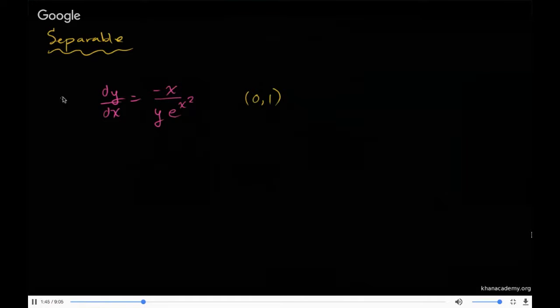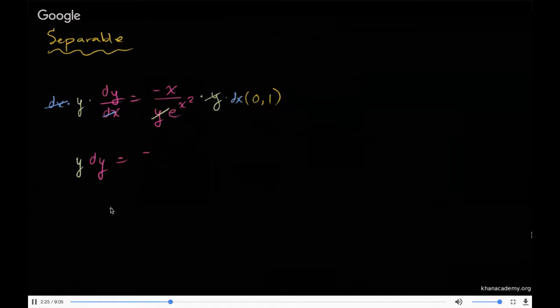Well, I can multiply both sides times y. That has the effect of putting the y's on the left-hand side. And then I can multiply both sides times dx. You can treat these differentials as you would treat a variable when you're manipulating it to essentially separate out the variables. And so this will cancel with that. And so we are left with y dy is equal to negative x.